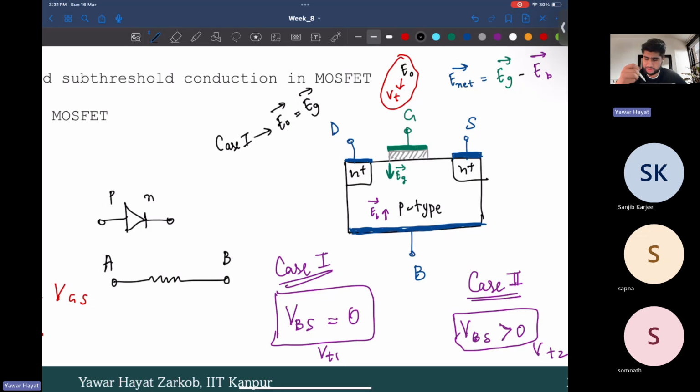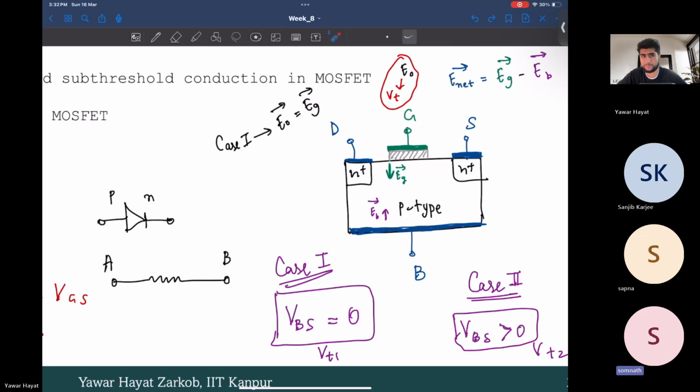I was having inversion corresponding to some gate field. Right? Now, when I apply EB, do you guys agree that I'll have to apply more EG to compensate this loss? I'll have to apply some delta EG again, which would be equal to this, so that my E net is again E naught. Does this make sense? I'm talking about this case, like case two.